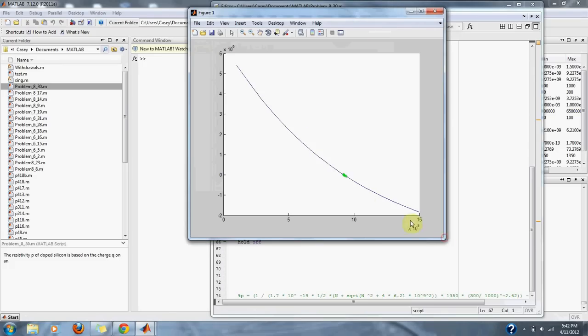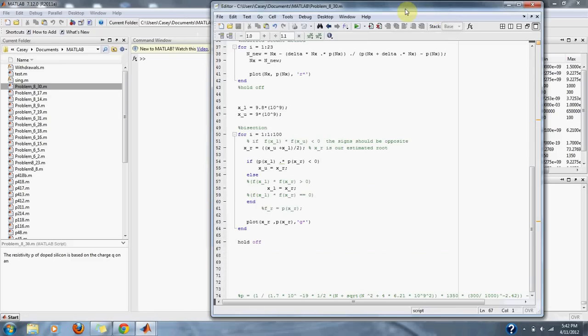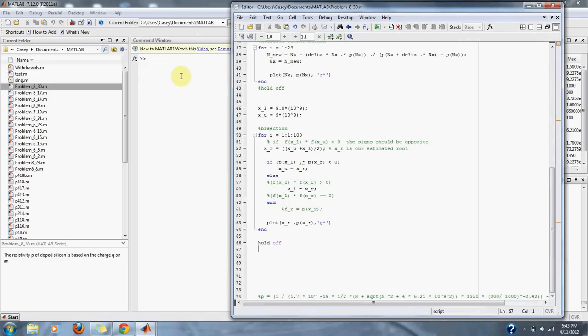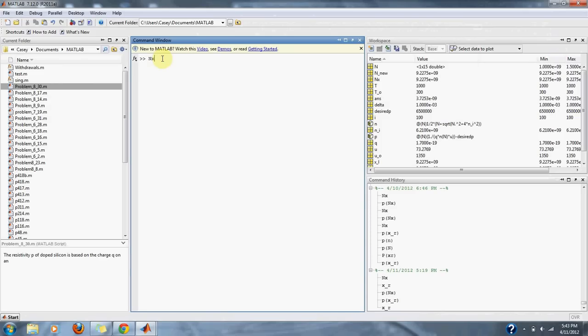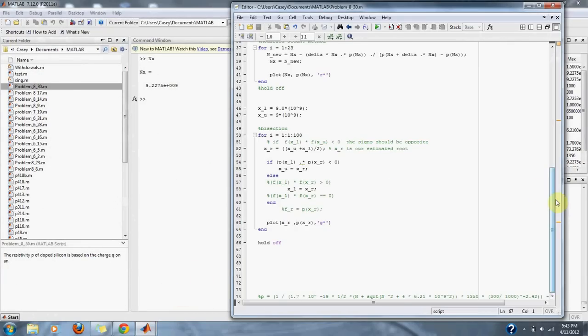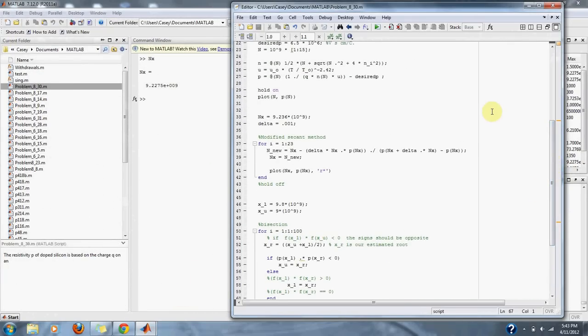In blue is our equation for rho, and in green, and in red, which is being covered by the green, is our approximation to our zero, or our solution for this problem, or our big N that we are looking for. And what we are looking for turns out to be 9.2275 e to the 0.009. Or, in other words, 9.22751 e9.